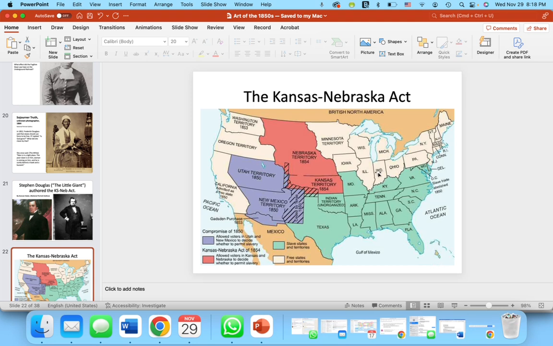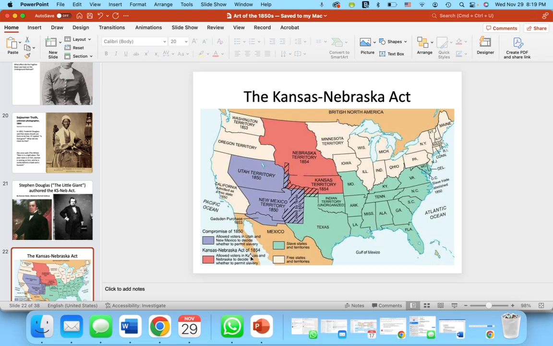Basically, Stephen Douglas is a politician from Illinois, and he wants to organize the Kansas and Nebraska territory, get it all set up. Why? So that the Transcontinental Railroad, which is going to provide a lot of jobs and a lot of tourists, will go across the northern route through his state of Illinois, through Kansas and Nebraska, and over to California. Again, lots of people are trying to get there for gold. So he does this Kansas-Nebraska Act. He gets that law through Congress.